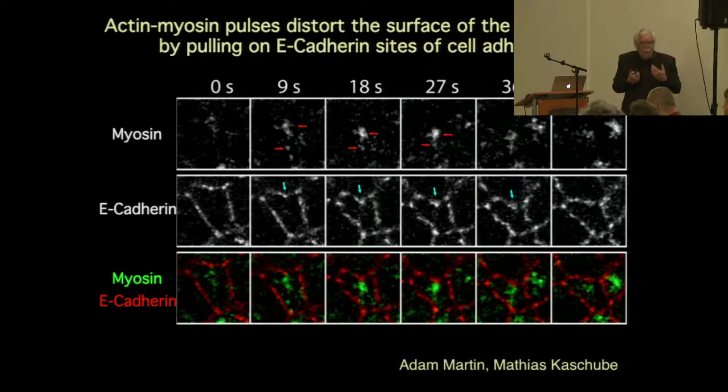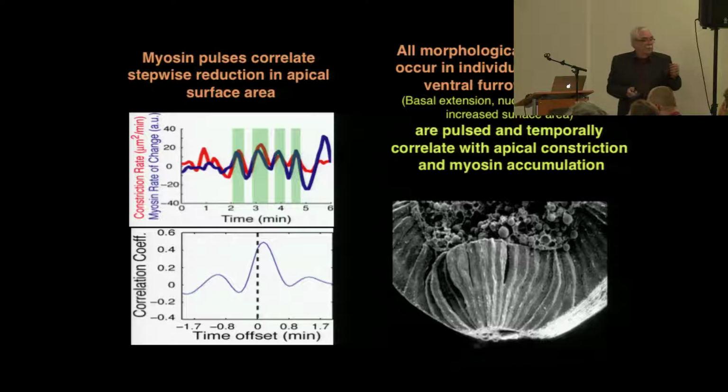So what this meant was that it wasn't only that myosin was pulsing, but that the cell shape change, at least the apical constriction, occurred in a stepwise fashion. And each step was coordinated with a pulse of myosin. So for the morphological change, the apical constriction, cells would generally undergo 6 to 7 steps, and they would constrict down to nothing. And by calculating correlation coefficients, you could show that the timing is almost right on. An immediate response to myosin accumulation is this stepwise reduction in apical surface area.